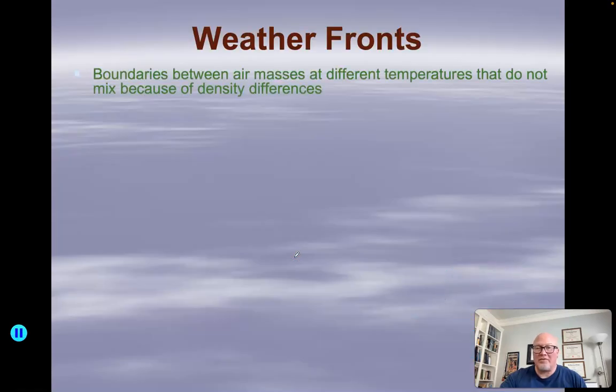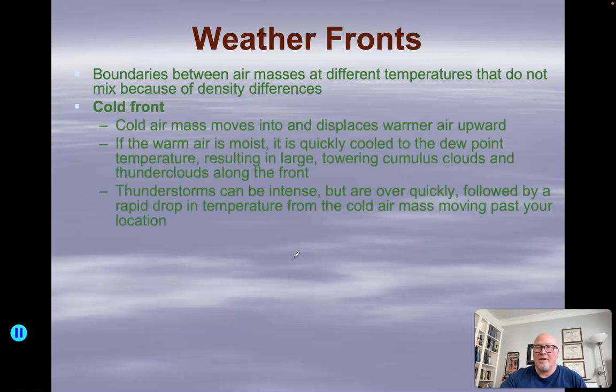So what is a weather front? Weather fronts are boundaries between these air masses. When the air masses have different temperatures, they don't mix because of their different densities. Just like we talked about different types of crust boundaries, oceanic crust is more dense than continental crust, so oceanic crust moves up underneath continental crust, and so you have that subduction zone.